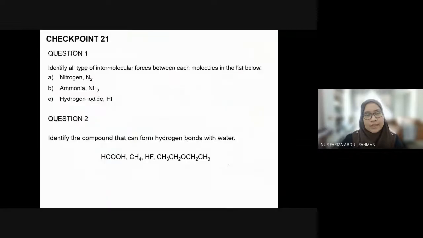Okay, identify all types of intermolecular forces between each molecule in the list below. I give you 3 minutes to complete this checkpoint, question 1 and question 2. Do it now. We will discuss it in 3 minutes' time, so it will be 10:26. Okay, we will discuss.